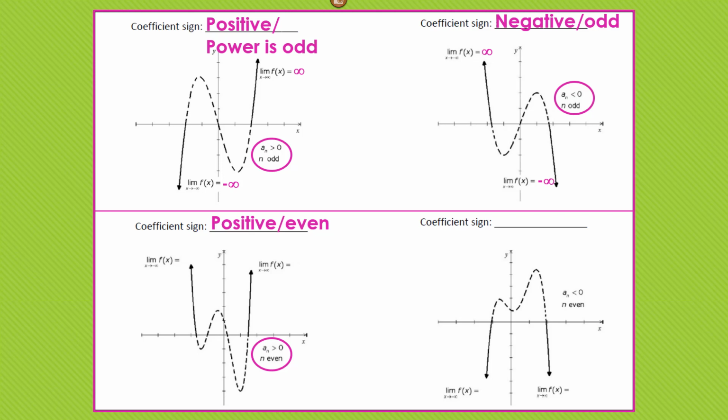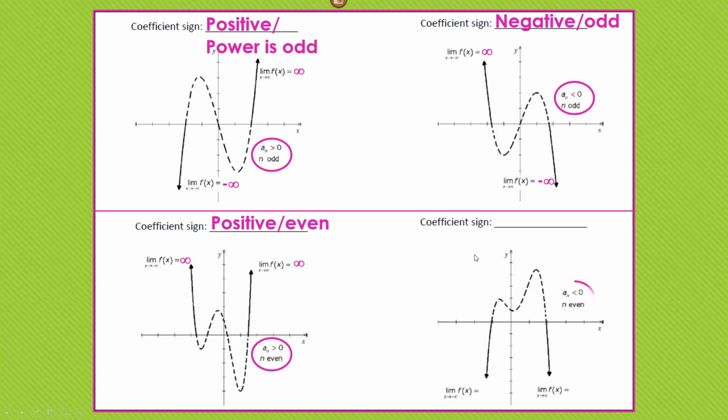X squared is a polynomial where we have a positive coefficient and an even degree, and we know that just looks like a parabola that opens upward, right? So that is up on the left and up on the right. And so for any polynomial that has an even degree, the end behavior is going to act in that same way. So we can say as x approaches negative infinity, f of x goes to positive infinity, and as x approaches positive infinity, f of x still goes to positive infinity. It's up on both ends.